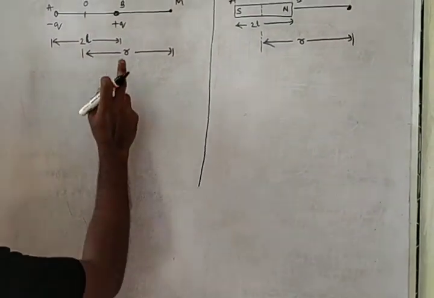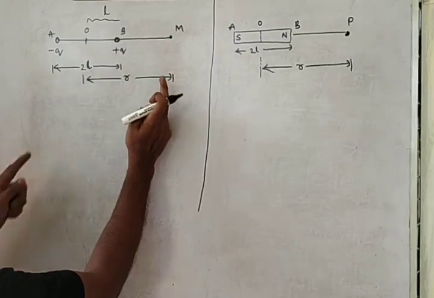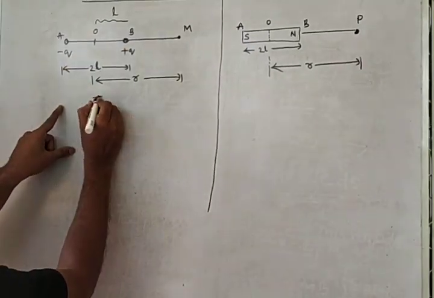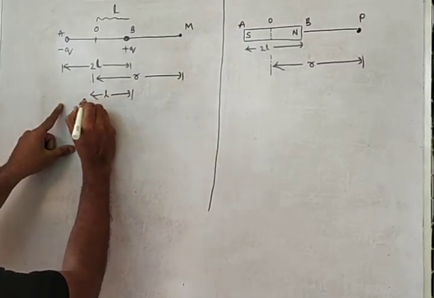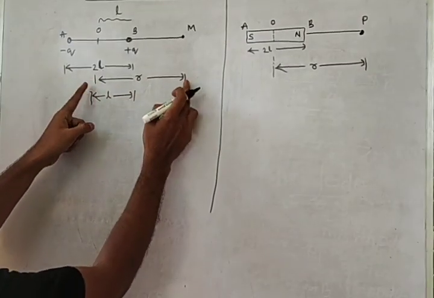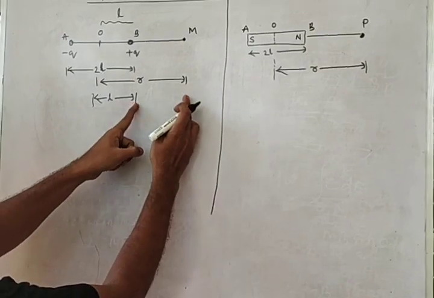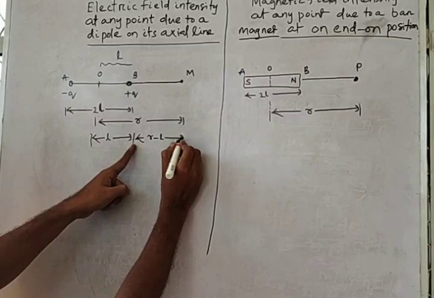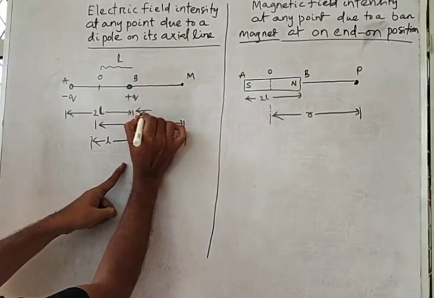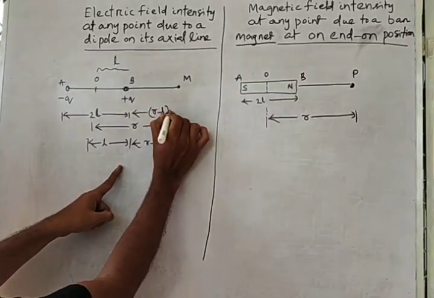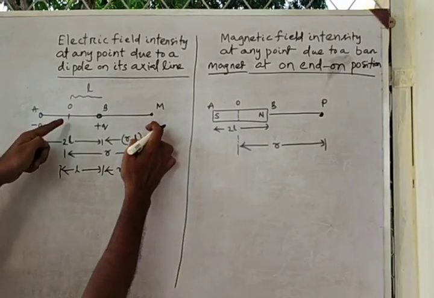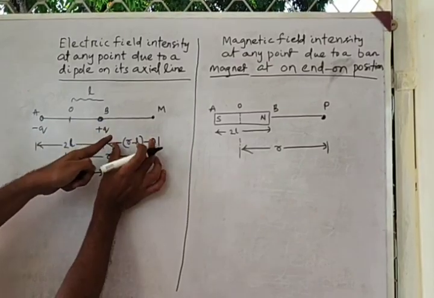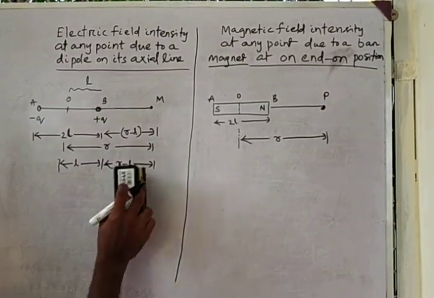Now, what is the distance from B to M? Look, from O to M is R. From O to B is L. Now, how much distance is this? This will be R minus L. So, I am writing the distance between B and M is R minus L. OM is R. OB is L. So, this will be R minus L.